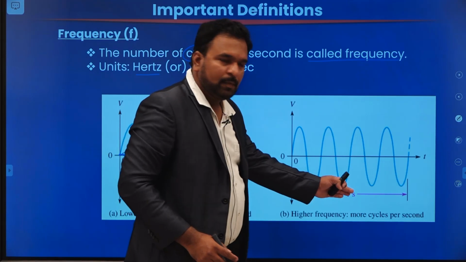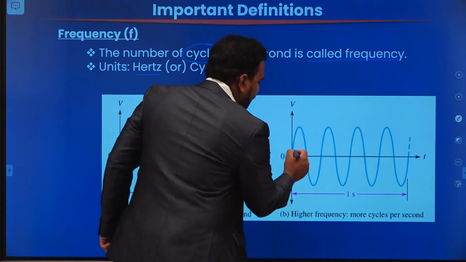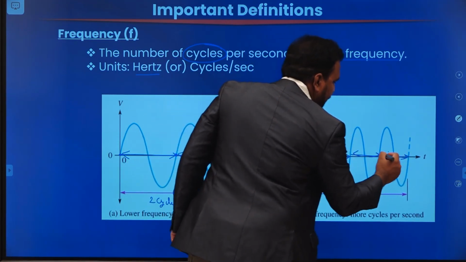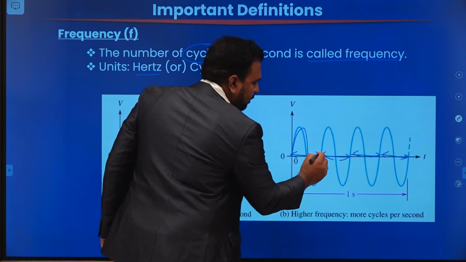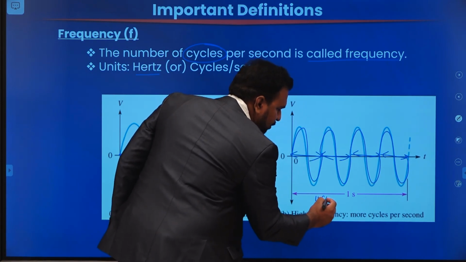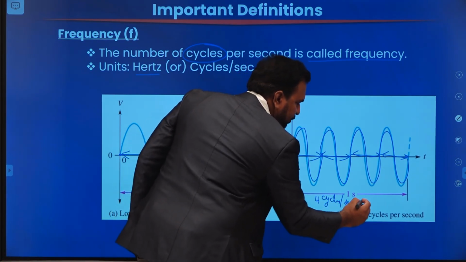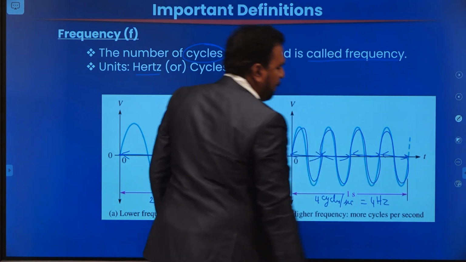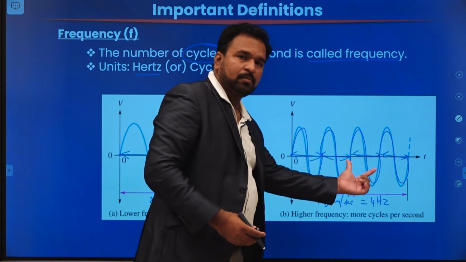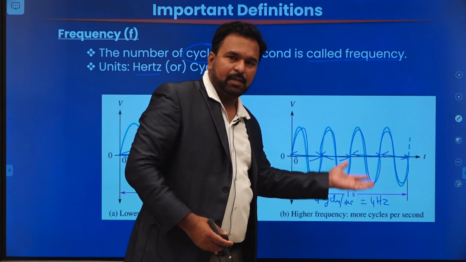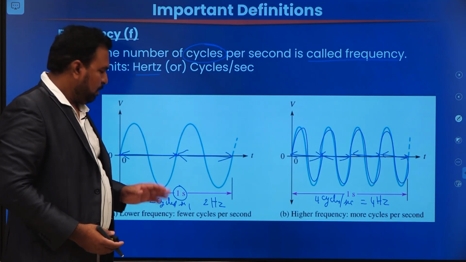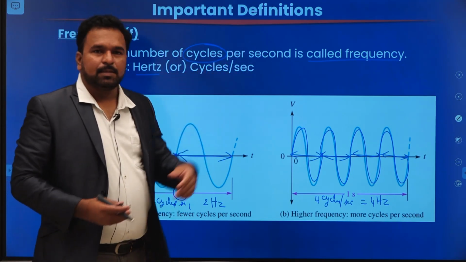In this diagram, for 1 second how many cycles are there? This is the first cycle, second, third and fourth. That means 4 cycles per second, which is equivalent to 4 Hz. So here the frequency is high compared to the previous one. If the number of cycles in 1 second is more, we say the frequency is high. If the number of cycles in 1 second is less, we say the frequency is low. That's how frequency is measured, as the number of cycles per second.